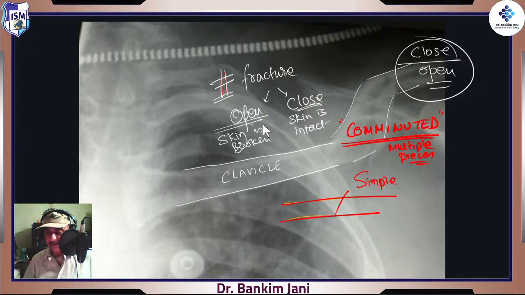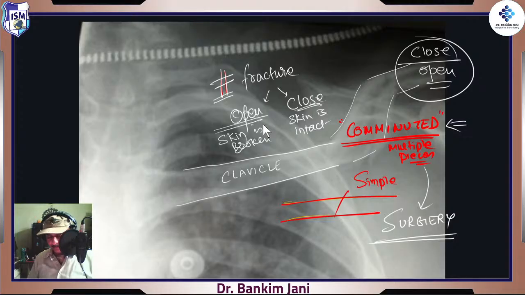Otherwise, if the skin is intact, fine. Even if it is a comminuted fracture, when there are multiple pieces, you have to operate. Comminuted means you have to operate, because such multiple pieces won't automatically adjust themselves. You have to open, actually perform the surgery and put the pieces together, whatever the situation is. So that is where the surgery is needed.